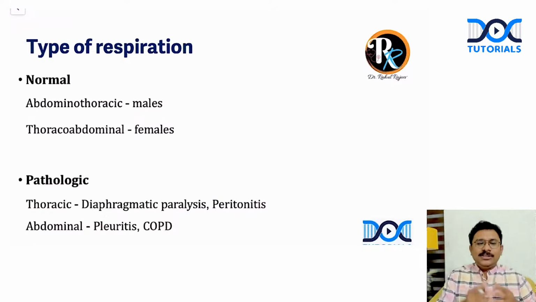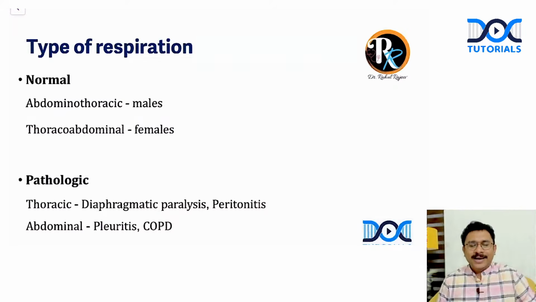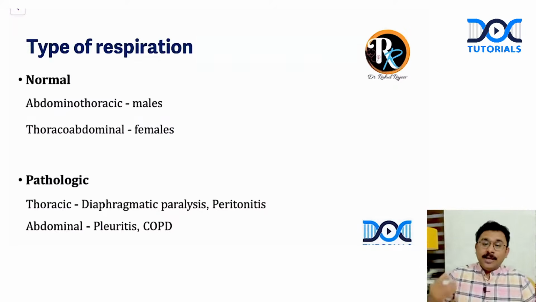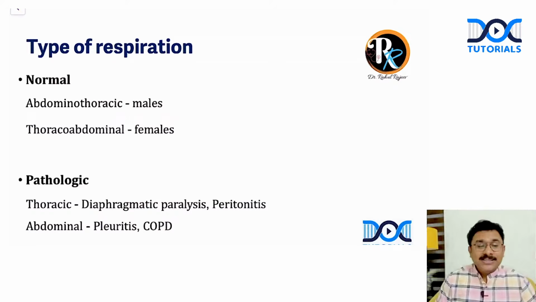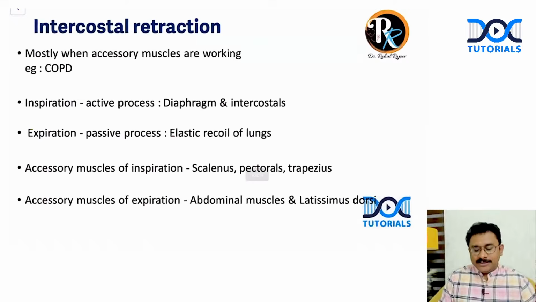Now in pathologies you can have alteration of this type. A thoracic type of breathing can be seen in case of any sort of diaphragmatic paralysis, where you will have to depend entirely on the rib cage. So thoracic in diaphragmatic paralysis as well as in peritonitis, whereas abdominal type can be seen in pleuritis as well as maybe in some cases of chronic obstructive pulmonary disease.